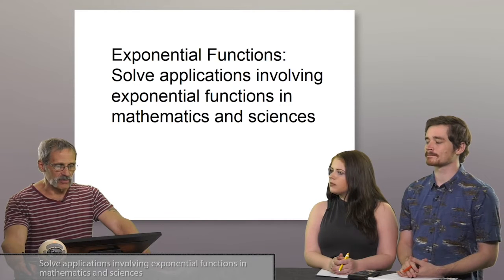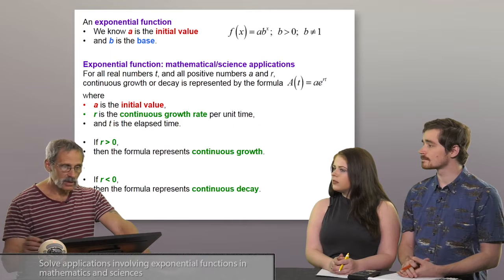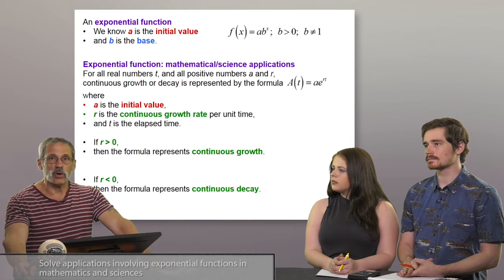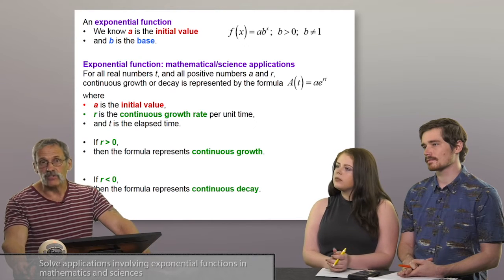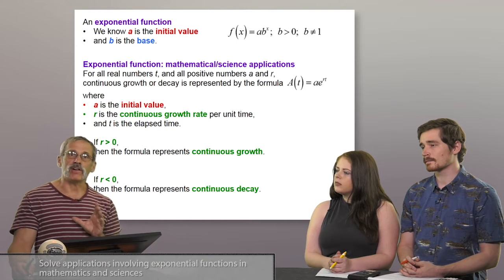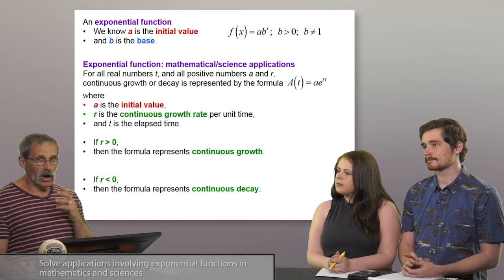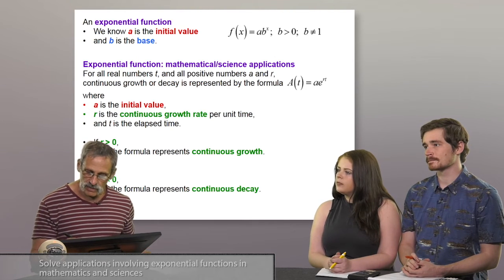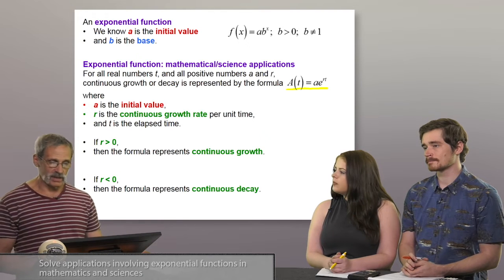Solve applications involving exponential functions in mathematics and sciences. When you're solving applications, you start with the basic exponential function f of x is equal to a times b to the x. The base is positive, it's not 1. But when you morph it into a function that we can use for applications in math and science, very often we use this form right here. A of t is equal to a e to the rt.